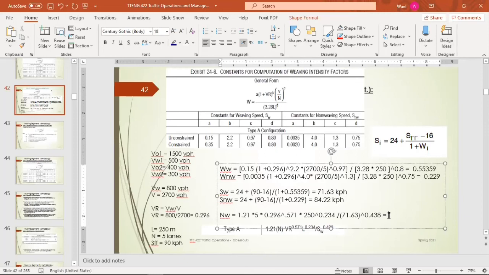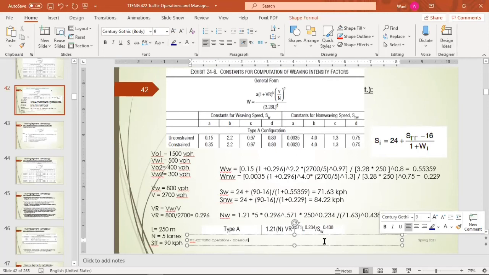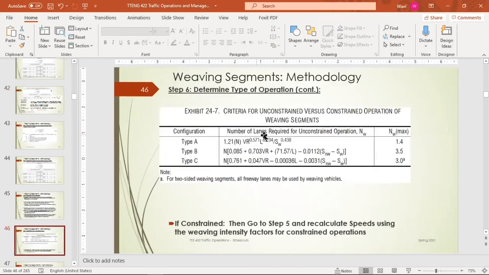It will come out 1.69, right? Okay, yes, good. So what does this mean? Let's go back here. It says the number of lanes required for unconstrained operations, NW. We calculated it here for type A because we are assuming that we have type A. We substituted in this equation and got what we got. N max is how much? 1.4.